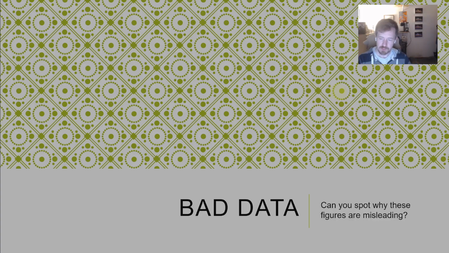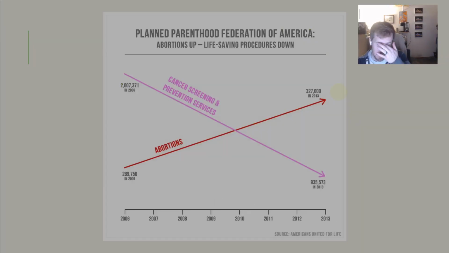Alright, so I'm going to show you some bad data. I tried not to include too much because I have a lot of examples of this. Here is an example. Planned Parenthood Federation of America, abortions up, life-saving procedures down. So it's showing abortions versus cancer screening and prevention services plotted on this. This is really old data, by the way.